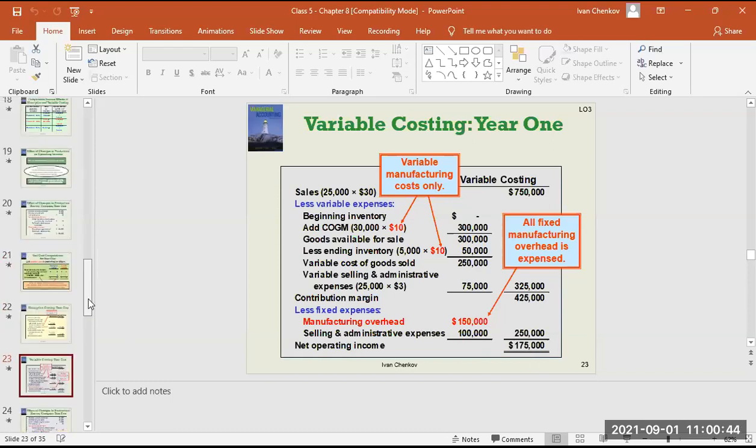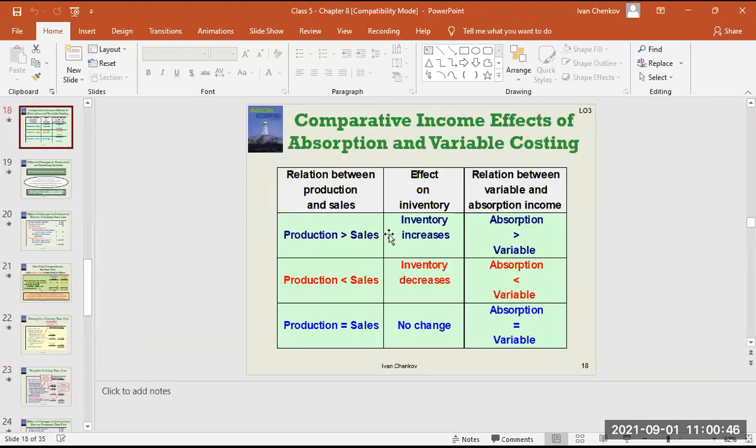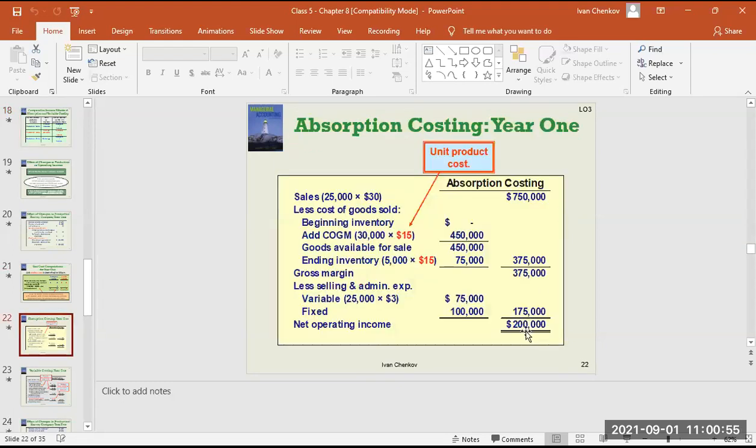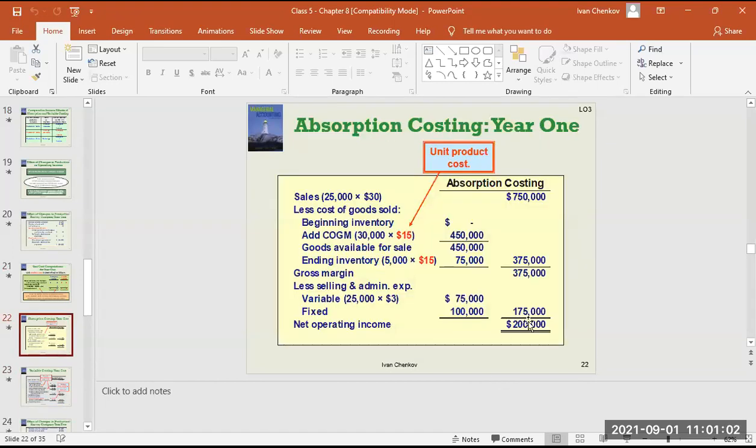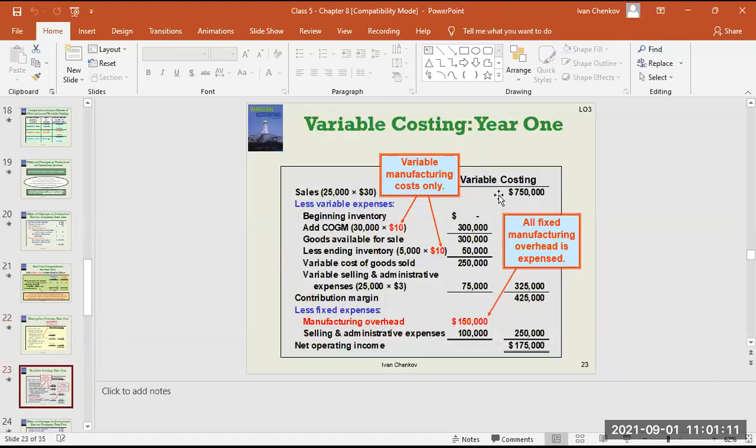And as we said here, as long as we build up inventory, we're increasing the inventory, absorption is going to show higher operating income than the variable. So absorption shows 200,000, variable 175, which is absorption is higher. How much higher? The amount that is held in the ending inventory. Difference between the absorption and the variable costing, which is exactly $5 times 5,000 units, $25,000.